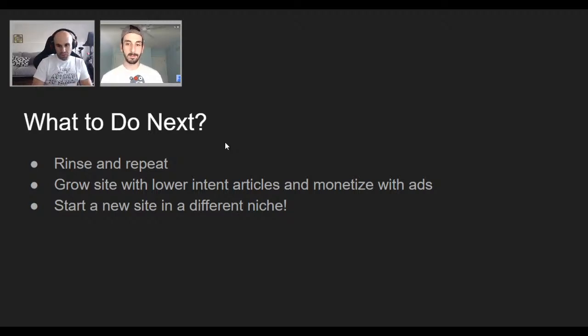Yeah. So once you apply the Lint method, what do you do? You can rinse and repeat it. You can make another site with a similar type deal. For example, if you were to do a kitchen site with this, you can do a garden one next or something like that. Just think of a different niche and apply the same thing. Or you can grow it on the same site, assuming it's relevant. Or just go for lower intent articles and monetize them with ads.